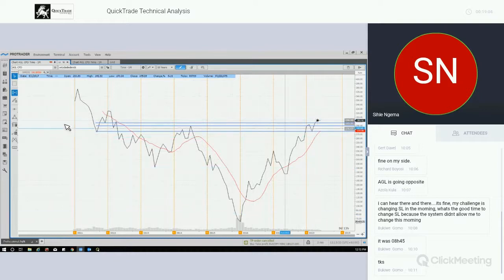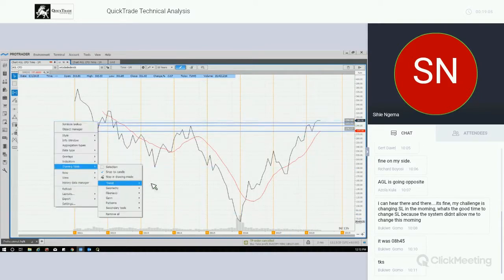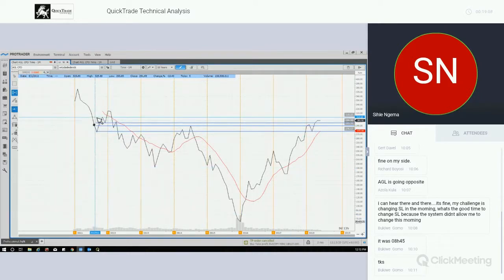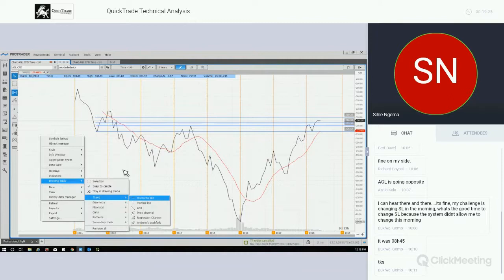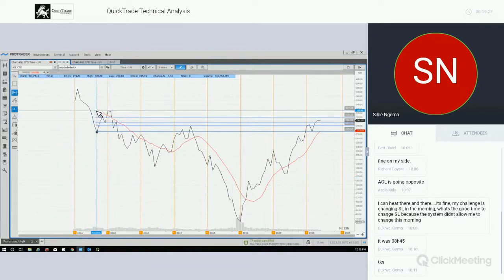I'll leave this support here, and let me try and get another line here for resistance. You see this point here that I've marked with a black dot? That is a turning point I'm looking at, around 310, but there's another one at the top here around 324, 325, which is our resistance. All these levels are resistance levels that we need to look at.